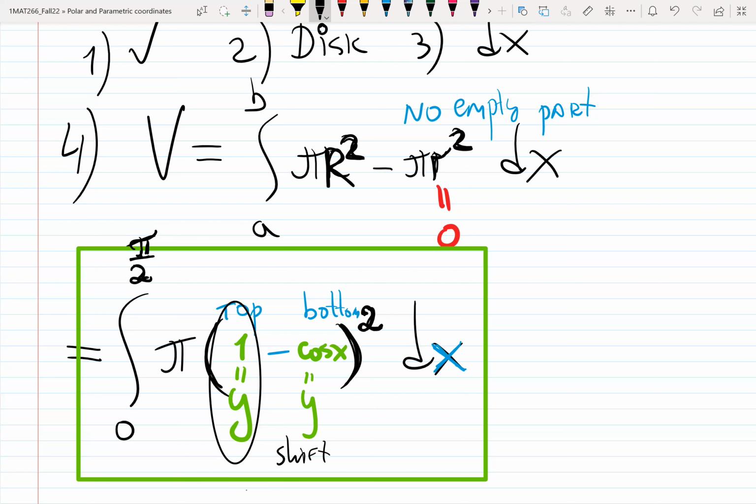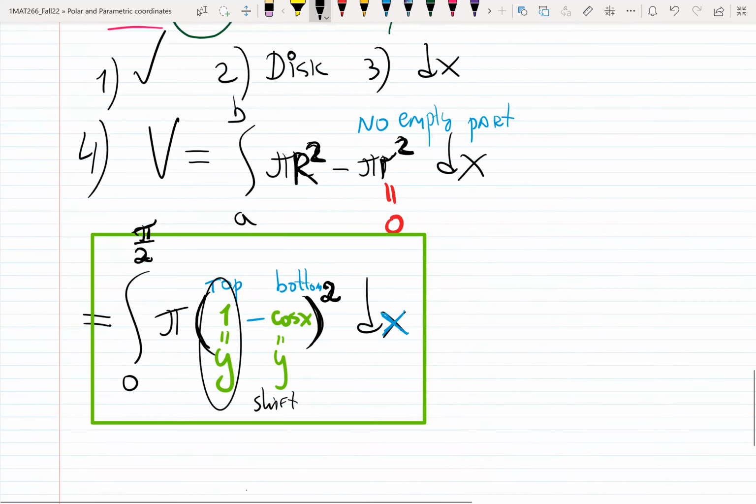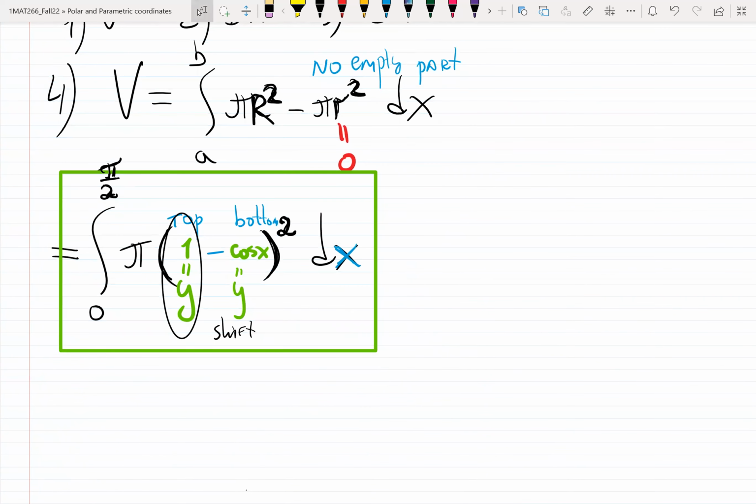What do you think? Okay, that was very quiet. So I assume either it's very, very hard or it's very, very easy. But we're done with the washer and shell method.